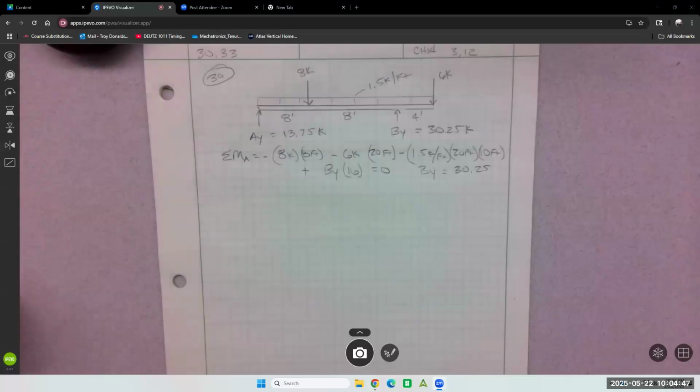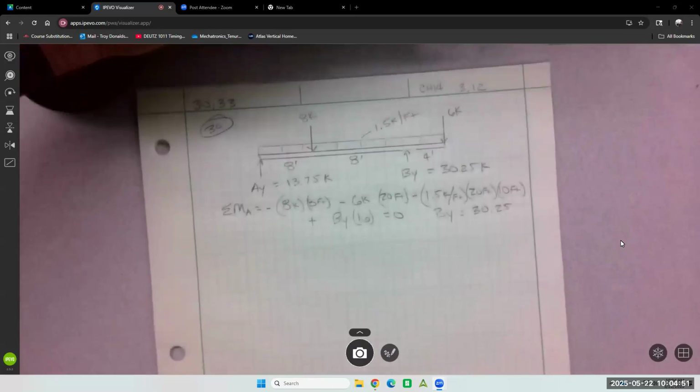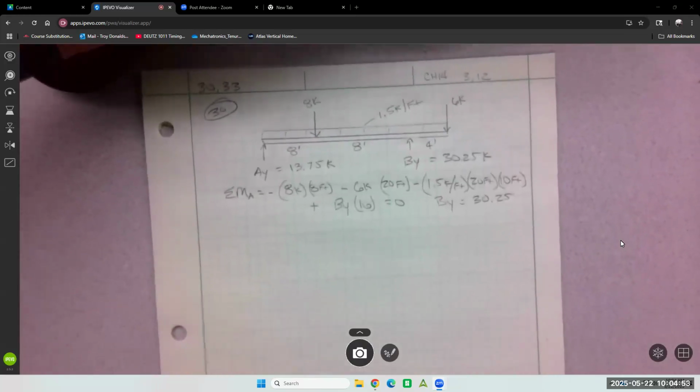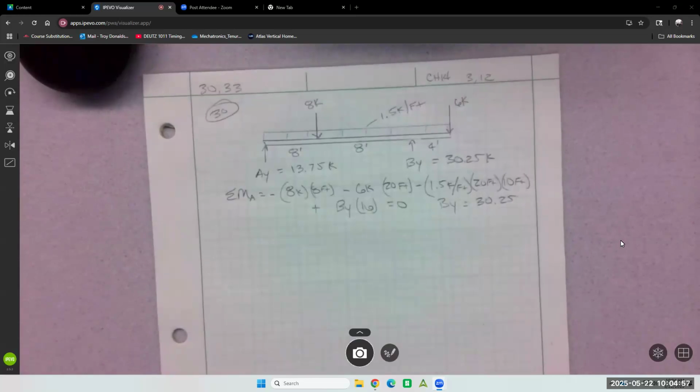We will start with number 30. Believe it was that one with the 8K and the 6K, and we are supposed to find the shear moment diagrams. And then, of course, the next step would be to locate the maximum. Then the next step would be bending stress.